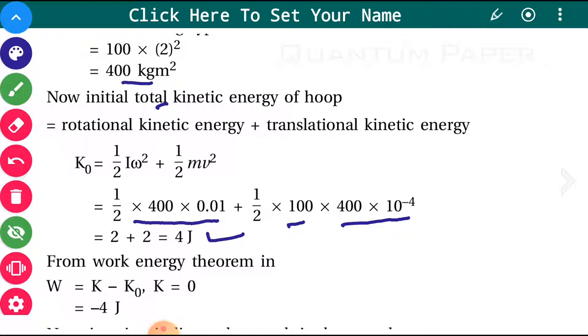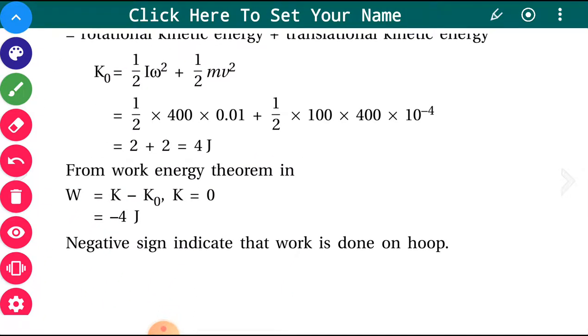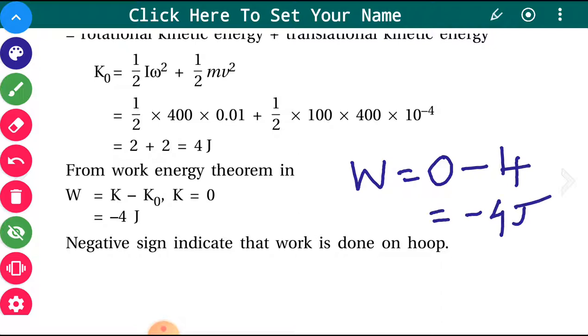Now from the work energy theorem we can easily write: final kinetic energy minus initial kinetic energy is equal to work done. When it stops, the total final kinetic energy will be equal to 0. So work done is equal to final kinetic energy 0 minus initial kinetic energy while it is moving on the floor, which is 4. So it becomes minus 4 joule. Here the minus sign shows that work is done on the hoop.